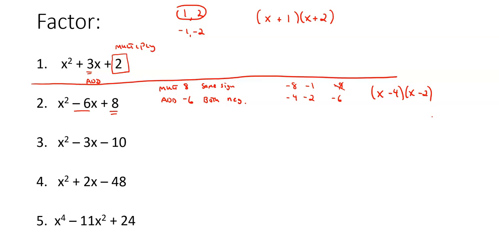X times x is x squared. Minus 2x minus 4x gives you minus 6x. And when you do the last terms, -4 times -2, positive 8. All right, so here it is in factored form, (x - 4)(x - 2). Always go back and take that extra minute to check your work to make sure that it's correct.